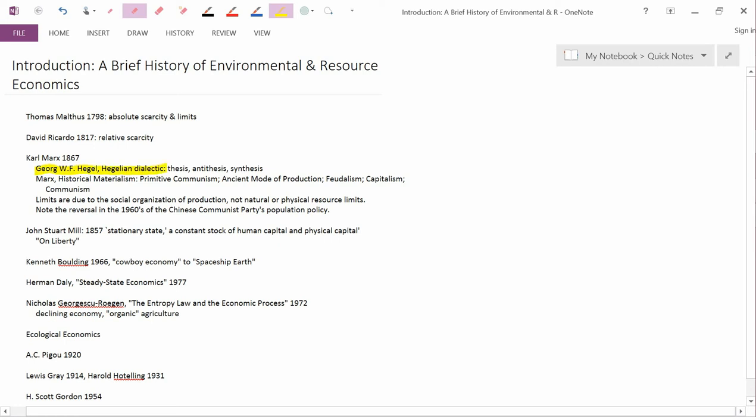So, Georg W. F. Hegel was a German philosopher who was writing around the year 1800, so just before Marx. And the so-called Hegelian dialectic is the idea that in intellectual history, there's an idea called the thesis, and then an opposing idea called the antithesis. And as history goes on, the thesis and the antithesis somehow get considered and debated, and what ends up is a synthesis of these two things.